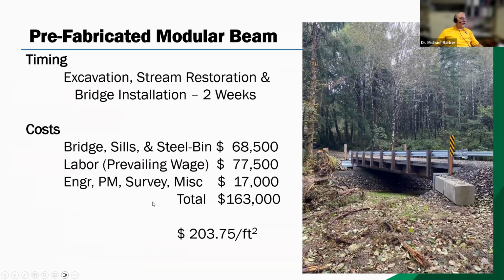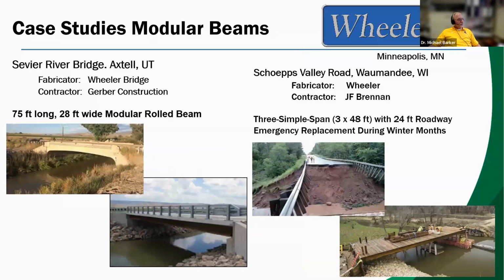And then again, I did show this. 2 weeks it took them, not only putting the bridge in, which goes in one day, but the excavation, the stream restoration, the box beam installation, that kind of stuff. They put this thing in 2 weeks for a cost of almost $204 per square foot. A little expensive because, of course, you can imagine those box beam abutments or steel box abutments, they cost something. And so that raised this price just a little bit.